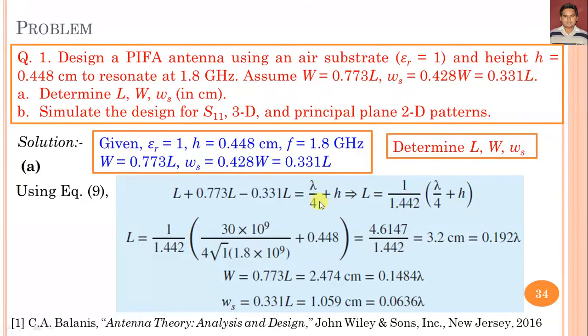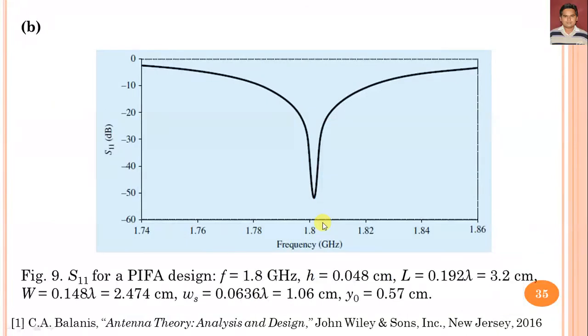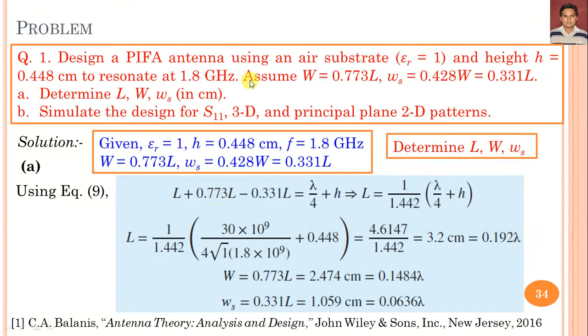Then we put lambda equal to c by f, where f is given as 1.8 gigahertz, and epsilon r is equal to 1 for the substrate. In that case we can consider the velocity of light equal to the velocity of light in the dielectric medium. So we can calculate these parameter values.